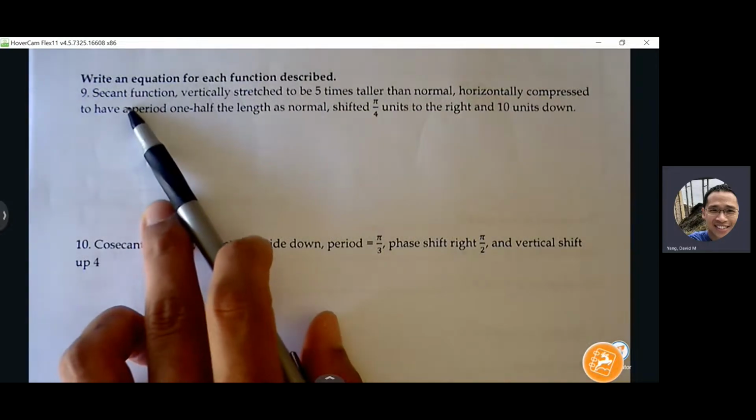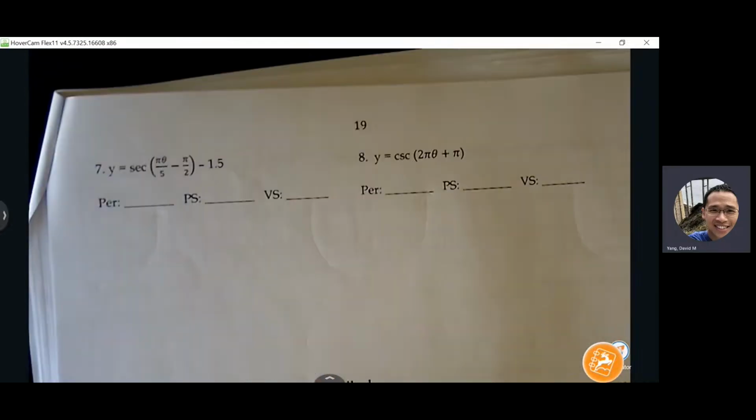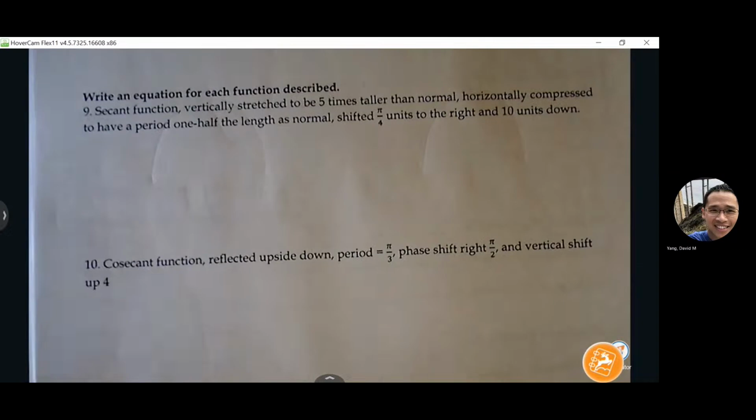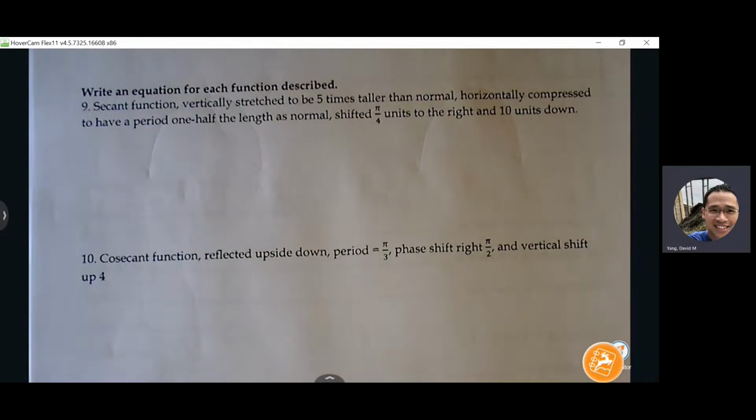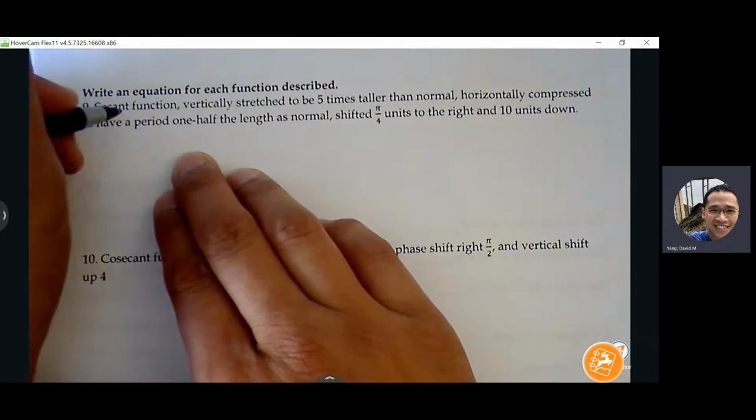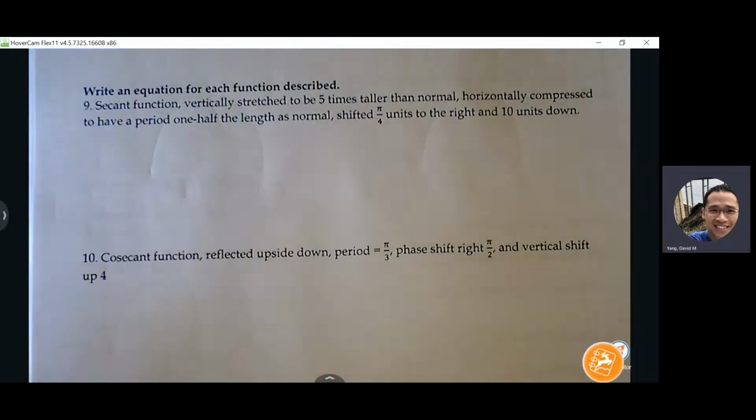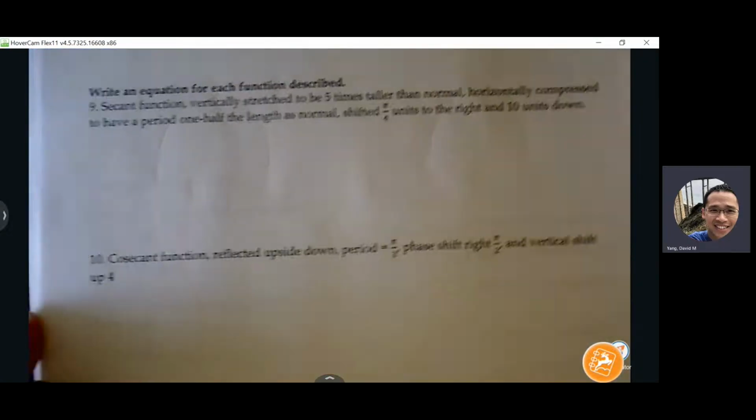So number 9, again, we're on page 19 here. Secant function vertically stretched to be 5 times taller than normal. Horizontally compressed to have a period 1/2 the length as normal. Shifted pi over 4 units to the right and 10 units down. So let's just pretend like we're dealing with a cosine function and gather everything like we normally would.